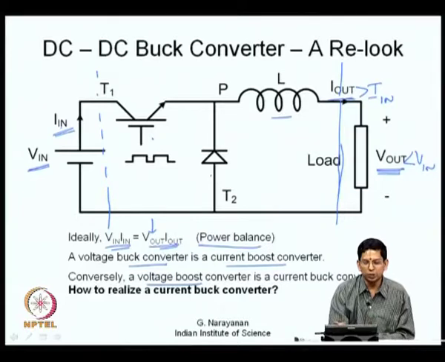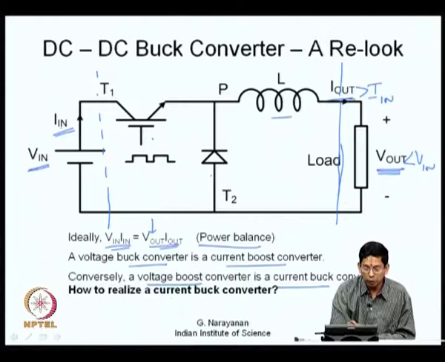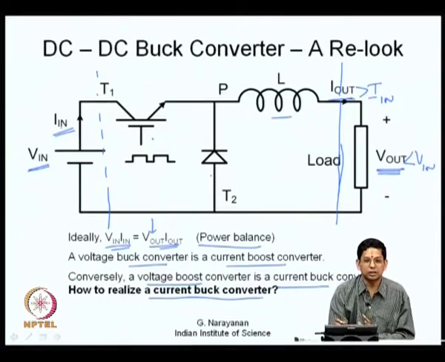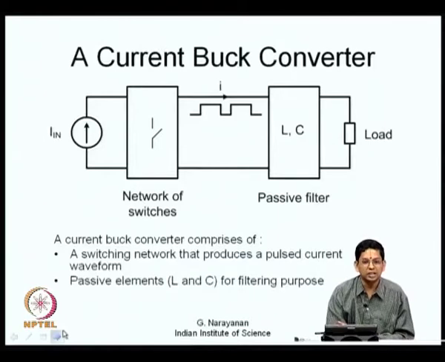So, what is a voltage boost converter? It is a current buck converter. If you can realize a converter whose average output current is less than the average input current, that is a current buck converter, and that is what will be the voltage boost converter which we want now. The question is, how do we realize a current buck converter? So, we have changed the problem from realizing a voltage boost converter to realizing a current buck converter now. Let us see how you can realize it.